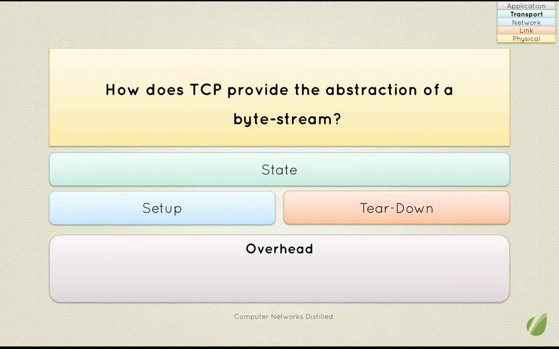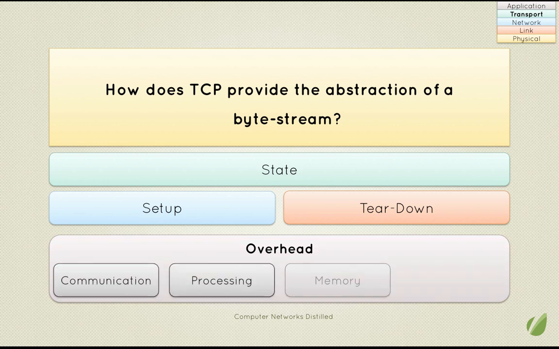What this translates into is overhead. Overhead in terms of communication, in terms of processing, in terms of memory, and in terms of time. So this abstraction of a connection between client and server requires a lot of cost. It requires a lot of investment in terms of packets that are exchanged, in terms of memory that has to be stored on both sides, and in terms of time.